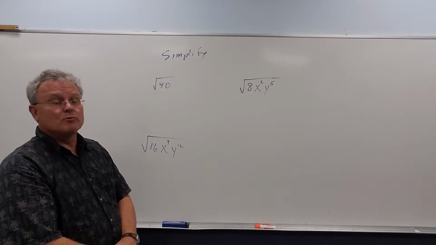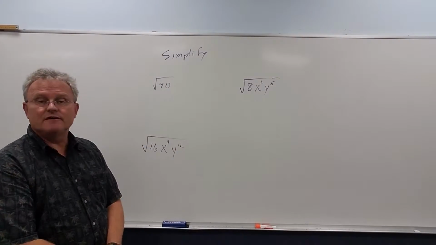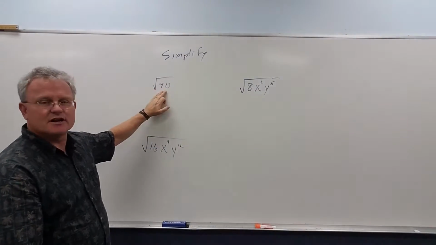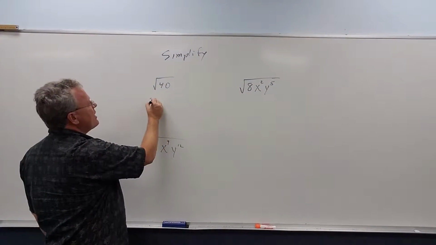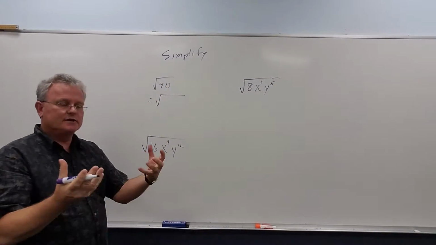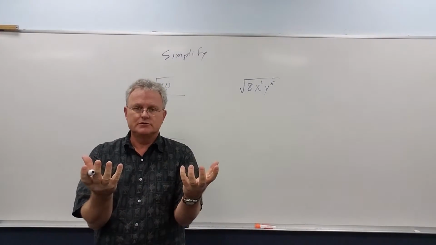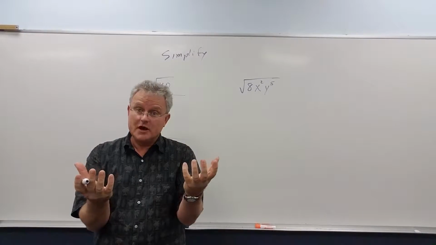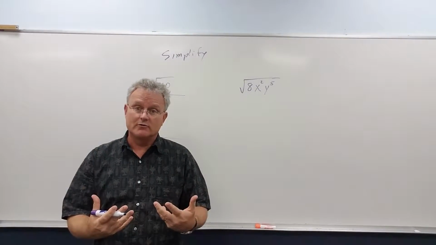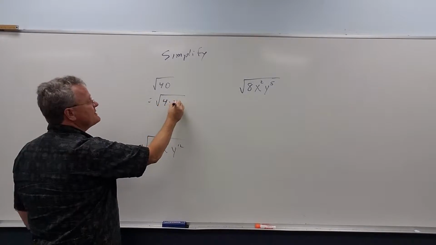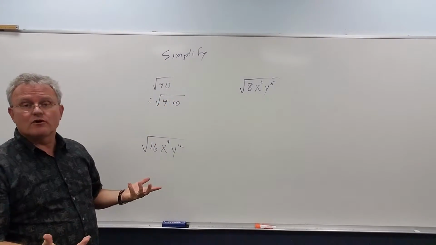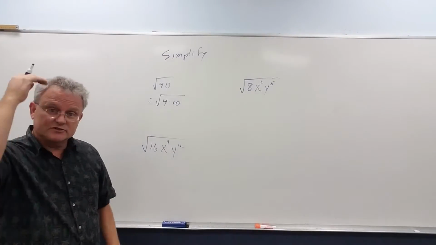Okay, so in this problem, we're going to simplify three different square roots. So let's start with just a square root of a number. What we want to do is write 40 as the product of two numbers such that one of the numbers is a perfect square. Well, 40 is 4 times 10. The square root of 4 is 2. 4 is a perfect square.